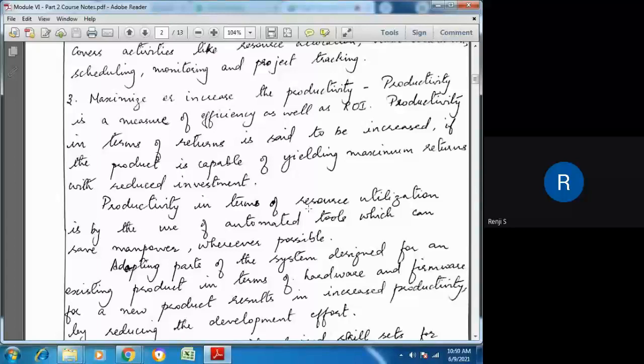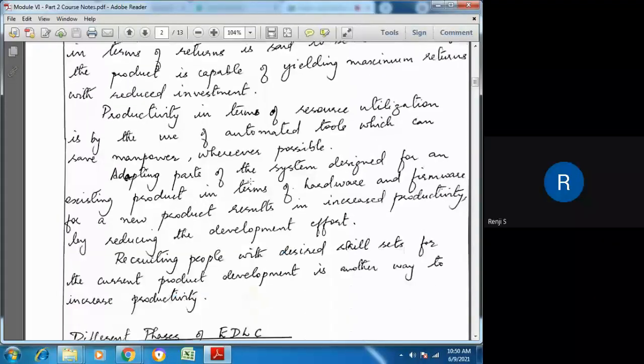Machines can do it much faster than human beings. So if we are going to automate certain activities, then this will increase productivity. Another means to increase productivity is using parts of an existing system that has already been designed and which is working properly in terms of hardware as well as firmware, for building a new product. That will also increase productivity. And this will reduce the development time and effort required if we reuse an existing technology.